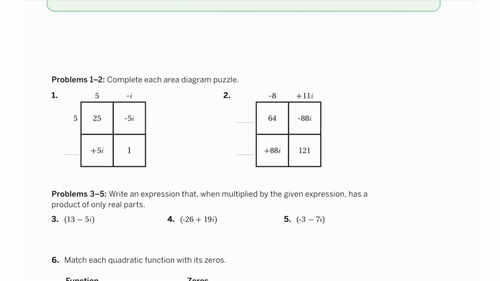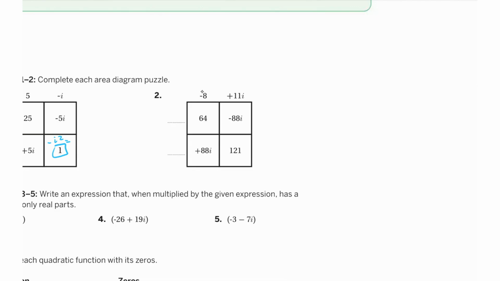The first one here, since it's 5 minus i, we know that this outside number has to be, that's not right, positive i here. And then we would get i times negative i, which is negative i squared, which is also equal to positive 1.